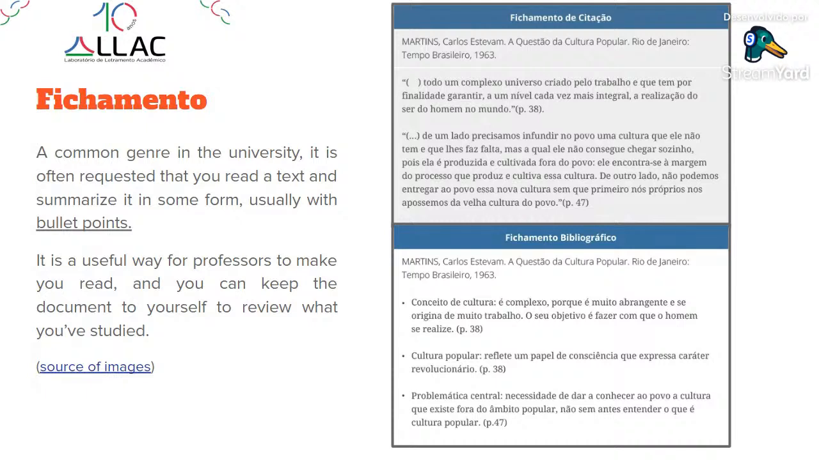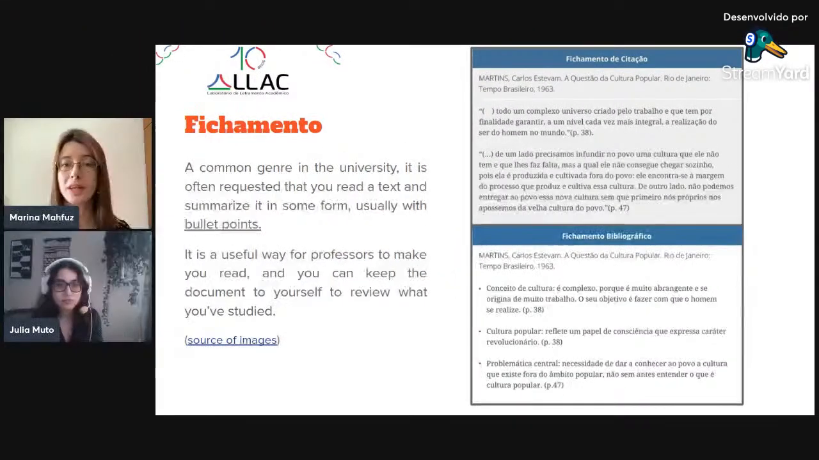So basically, fichamento is a useful way for professors to make you read. So professors at your universities ask you to do this to make you read better. And you can keep the fichamento to yourself to review what you studied after.